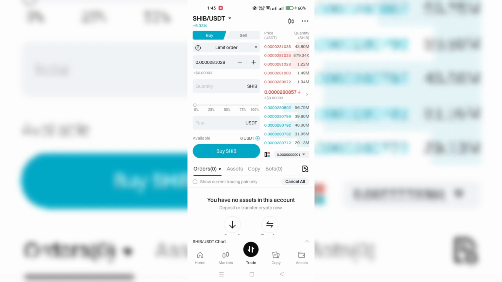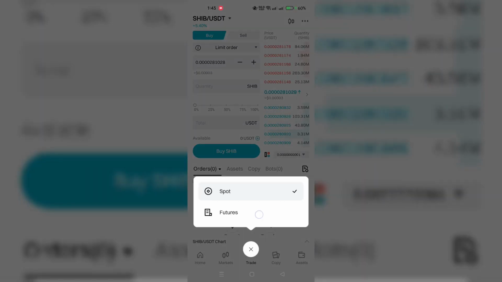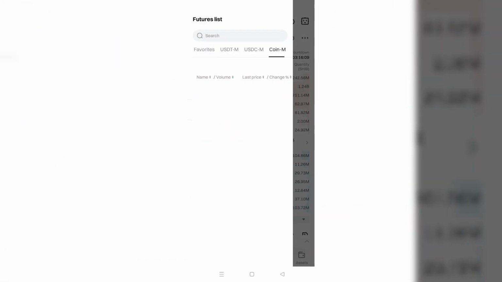And we also have futures trading. It offers high liquidity and stability, making it a preferred choice for many traders. And here's how to begin trading on Bitget Futures. They have USDT-M, USDC-M, and Coin-M.